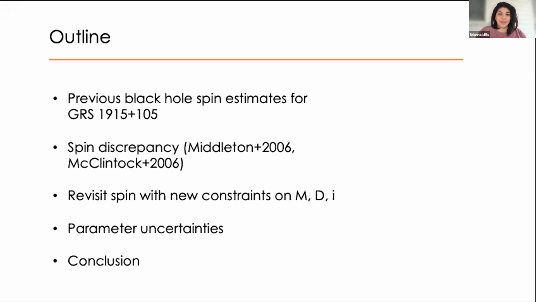So just to give you a little outline, first I wanted to mention the previous black hole spin estimates for 1915, and then I'm going to focus specifically on two spin results, one from Middleton et al. and one from McClintock et al., because they both use the same method to get at the spin of 1915, yet they arrive at two very different spin estimates. So I wanted to talk about that discrepancy a bit, and then revisit that conversation with new constraints on the mass, distance and inclination since those papers were published. And then I'll finish with the impact that the parameter uncertainties in mass, distance and inclination have on estimating the spin, particularly for 1915.